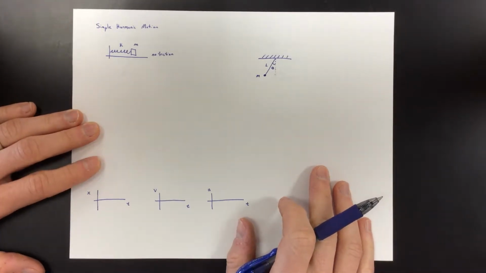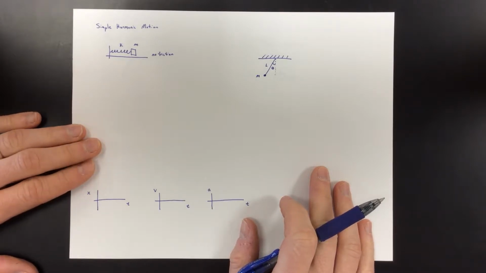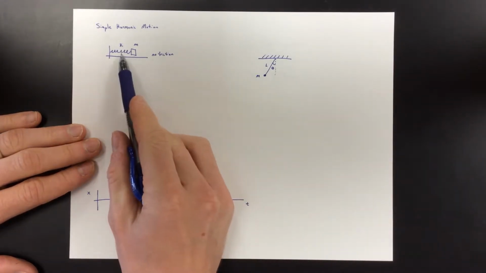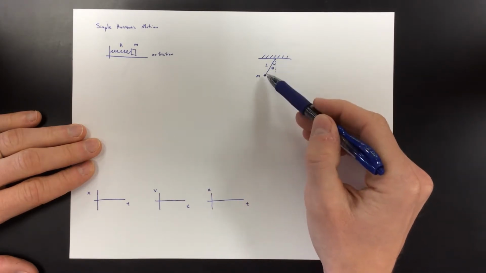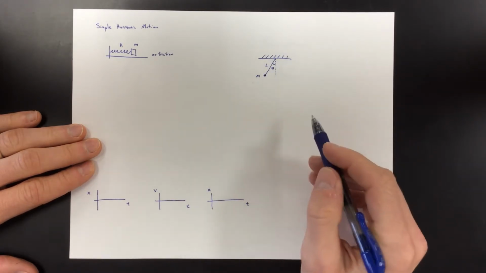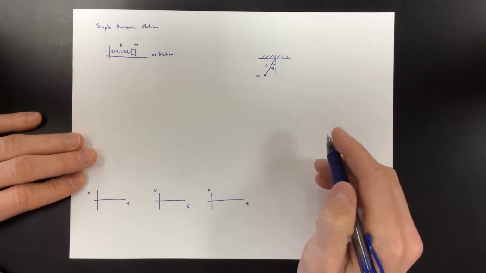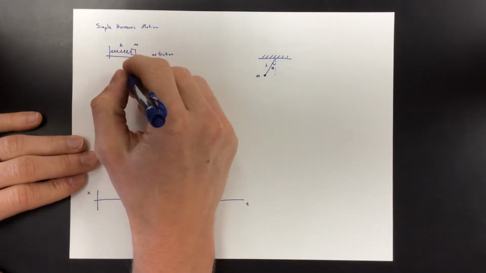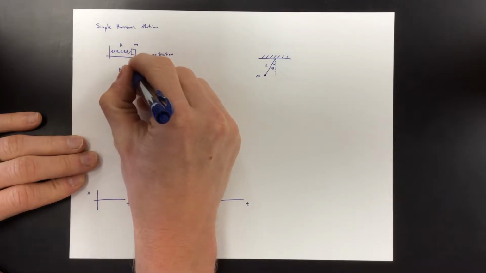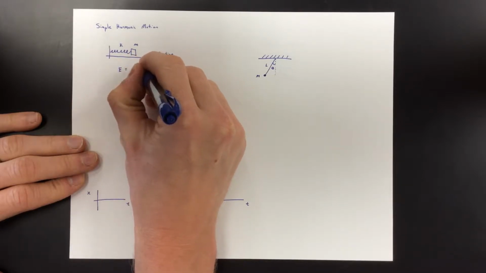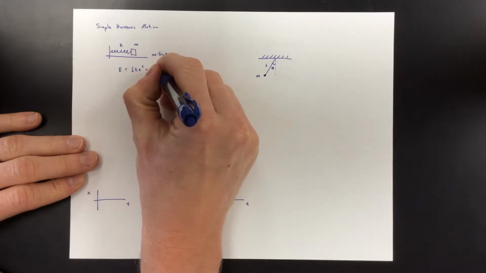For simple harmonic motion, I think probably the two easiest things to look at first are just a mass on a spring with no friction, and then a mass on the end of a string oscillating back and forth like a little pendulum. So from an energy perspective, the energy at any single point can be expressed as 1/2 kx squared plus 1/2 mv squared.